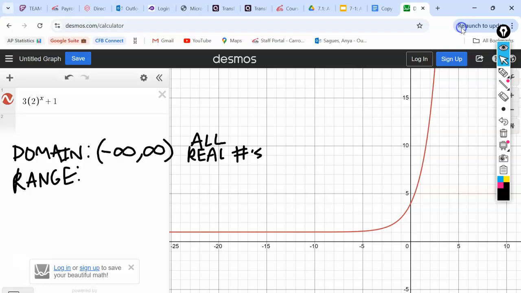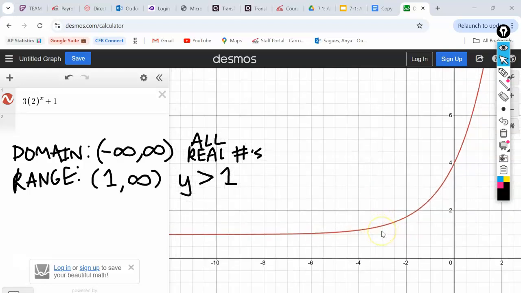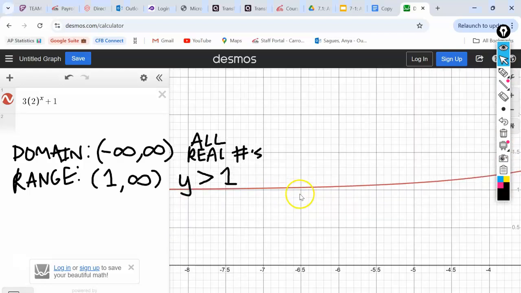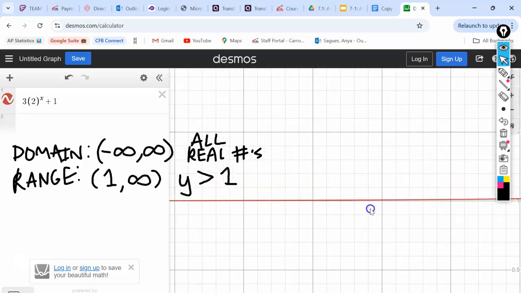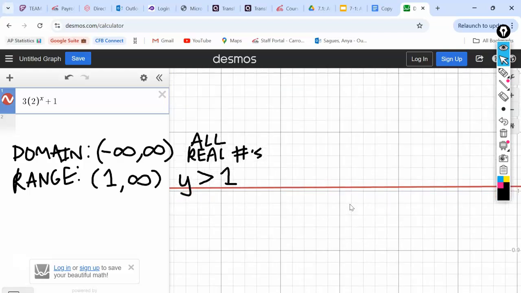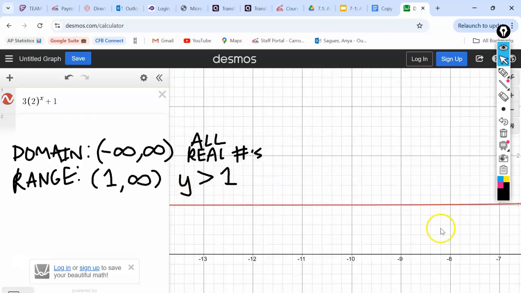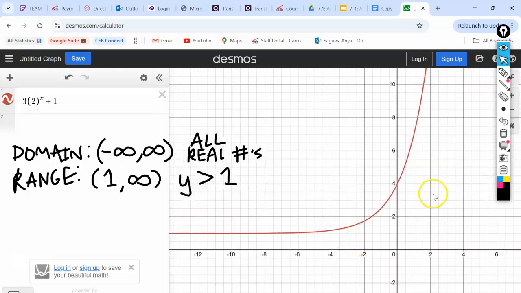All right, so the way that I'm going to write my range is parentheses 1, comma, infinity. Or y, since we're talking about range, greater than, since these are values above 1, so this is going up, and then we put 1. Now you may wonder, why am I not going to put a bracket here? Why am I not going to put greater than or equal to? And that's because our graph does not touch this line as close as we think it's going to get. If I zoom in, it is not going to touch. So please keep in mind that that is how we will need to notate that.